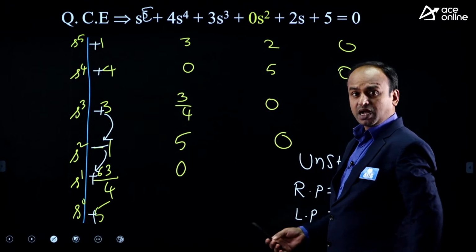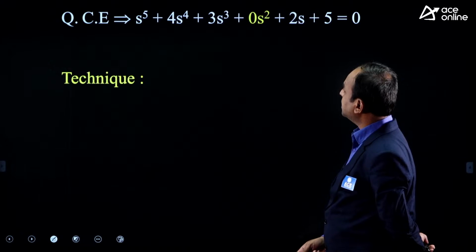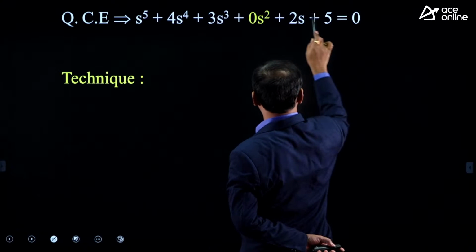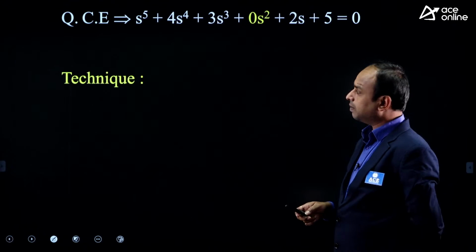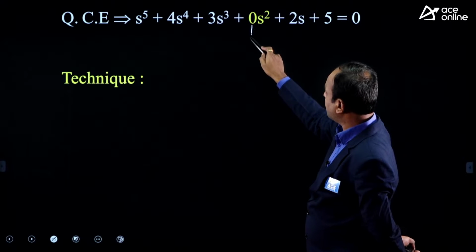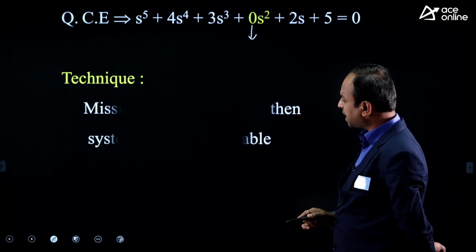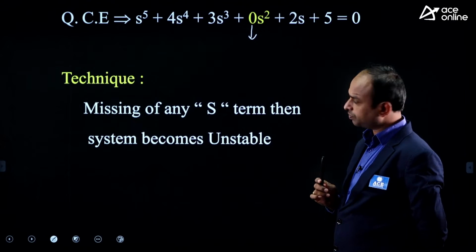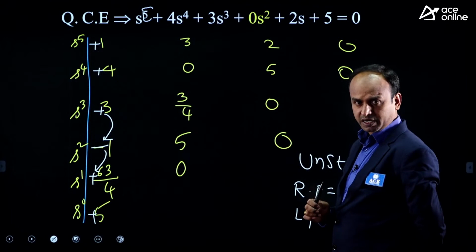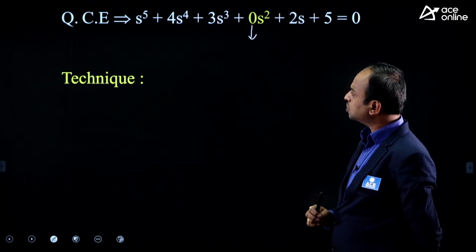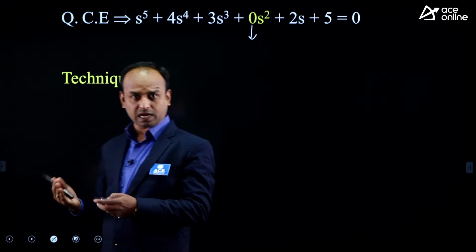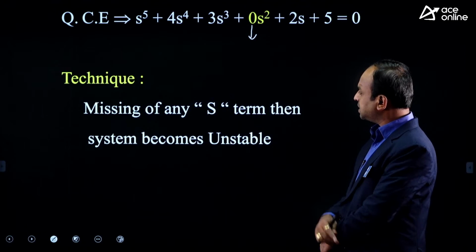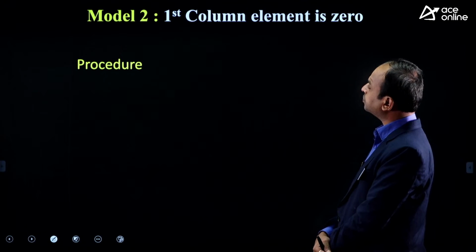But this much of risk is not required. Directly we have a technique here. What is the technique? From the highest coefficient to the lowest coefficient, all terms should be present. With a missing coefficient, the system becomes unstable. Directly we can comment: missing of any s term, then the system becomes unstable. This much of risk is not required in the GATE exam. For each model, I am telling the regular method as well as the technique here.